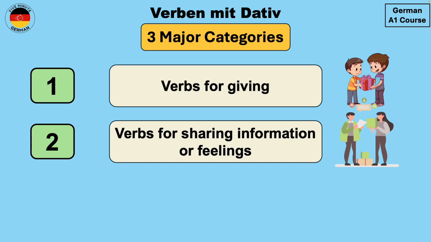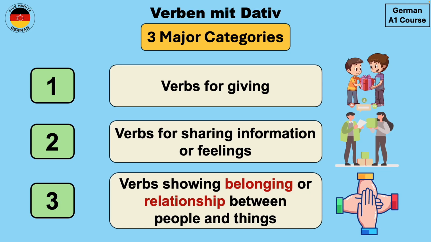Also mostly require the dative form after them. And the third is the verbs showing belonging or relationship between people and things also mostly require the dative form after them. Now let's take a look at each of these categories and some examples.